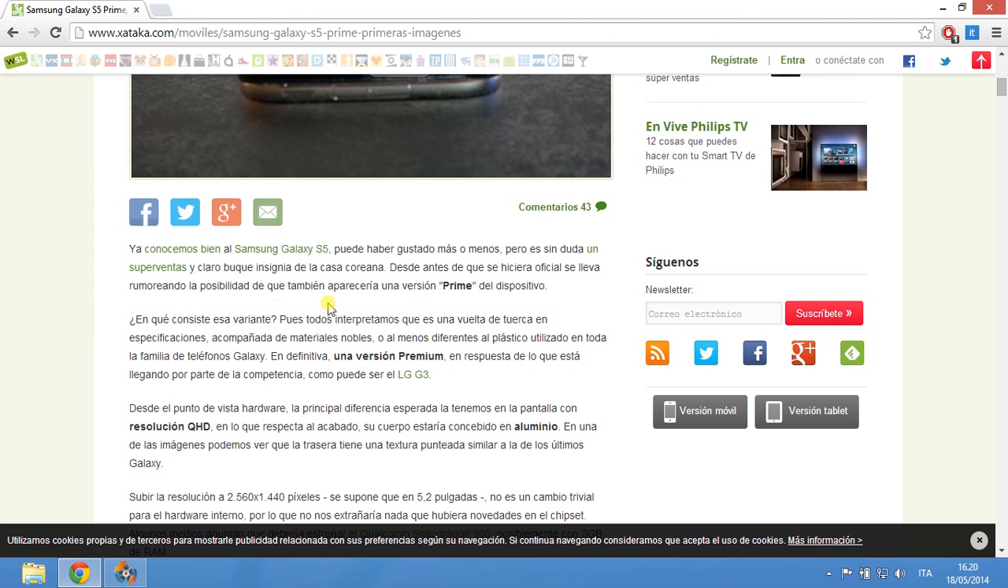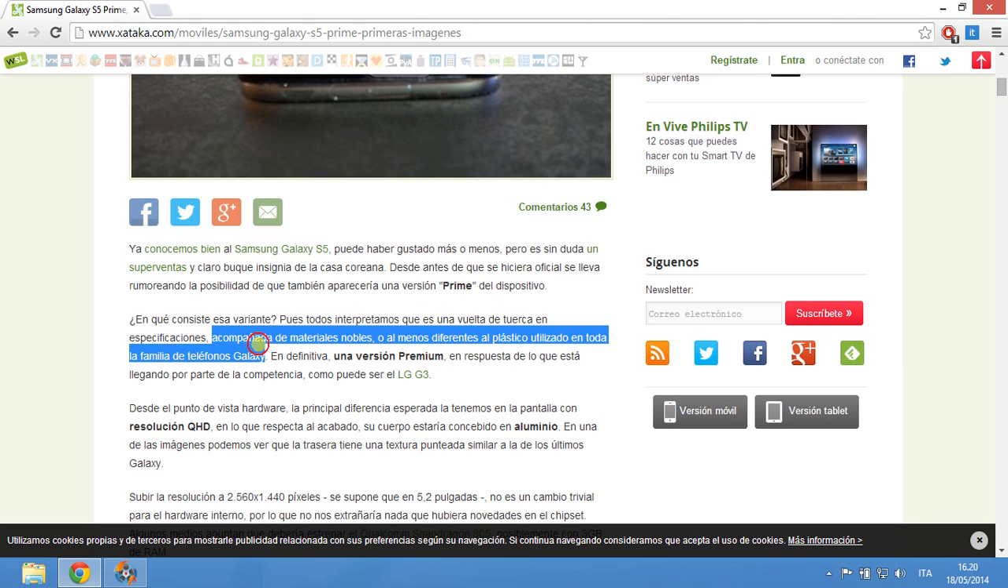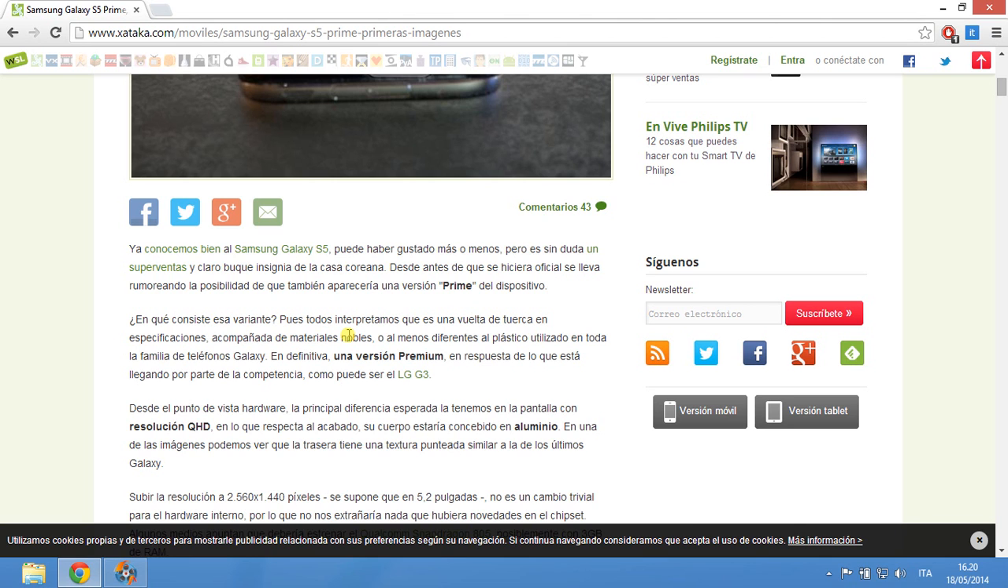for example, this phrase is just a little bit hard, so we'll ignore this phrase, and it says, acompañada de materiales nobles. So noble is very, very similar to English, so it means noble. Materials also very, very similar, and acompañada means with. So we can understand that there is a version of this phone that is more premium and has materials that are more worth. So, for example, we can see right here.